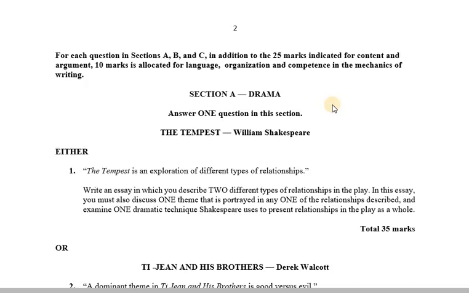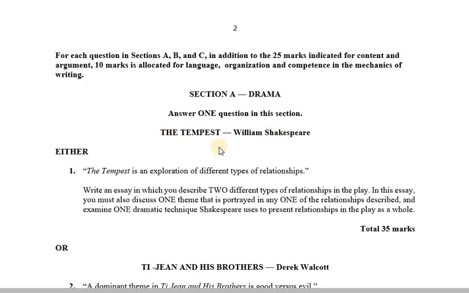And what I really like about the CXC exam paper is that once you read the paper thoroughly, you should not make any mistakes when it comes to answering the questions, because all the instructions are clearly stated on the paper. So it is essential for you to read your exam paper. Now, section A, drama, and it clearly states one question in this section. So you answer one question, and you have The Tempest, William Shakespeare as the playwright, and you have Tijon and His Brothers, Derek Walcott, as the playwright.